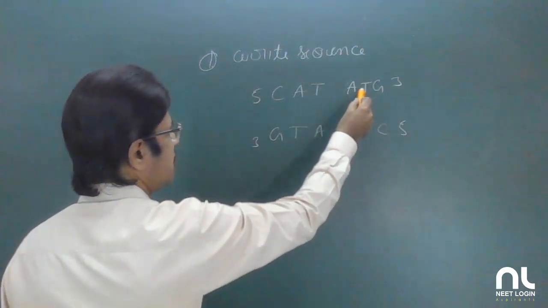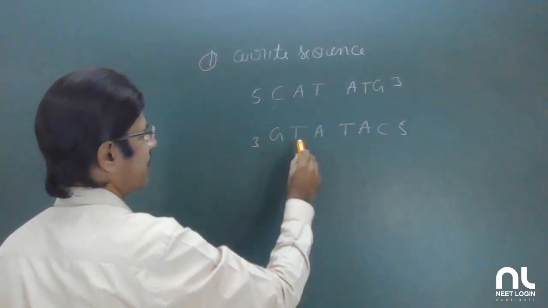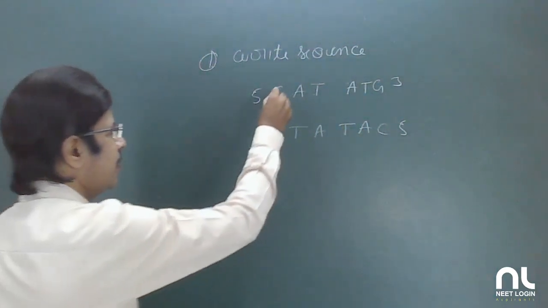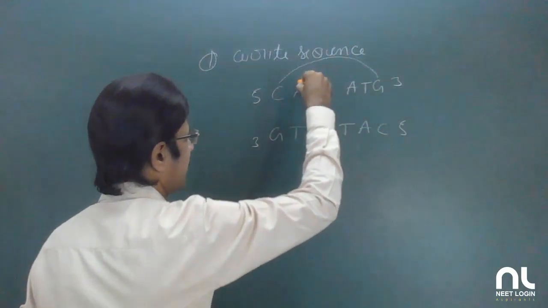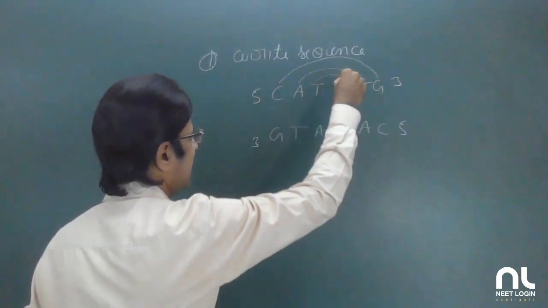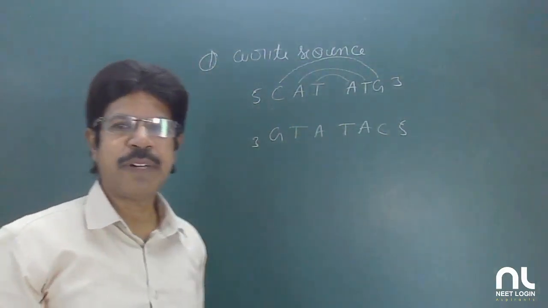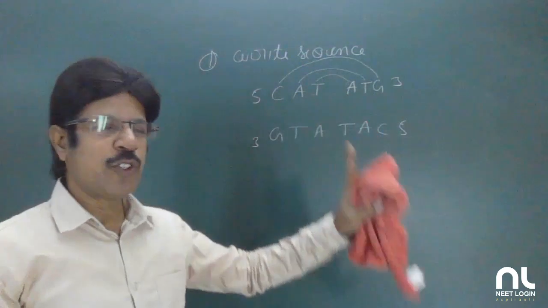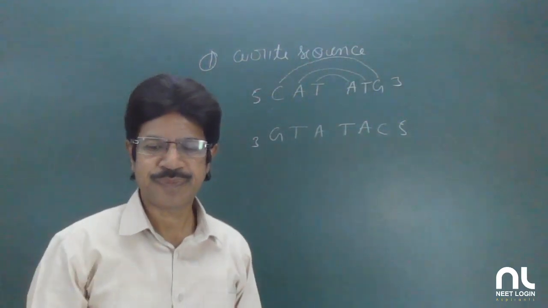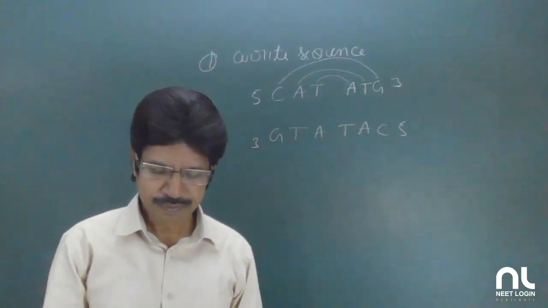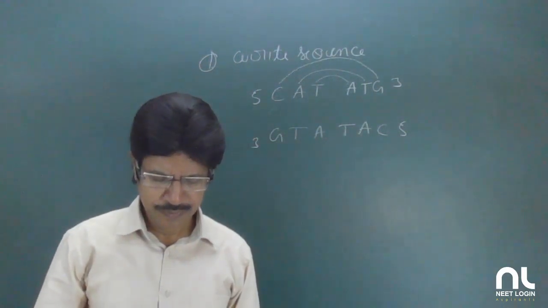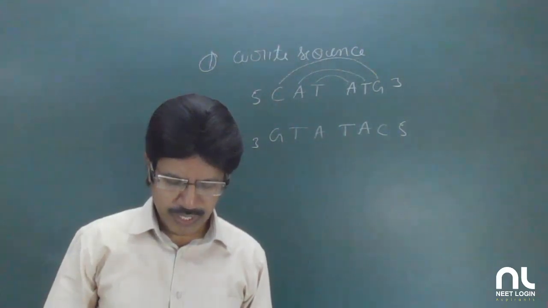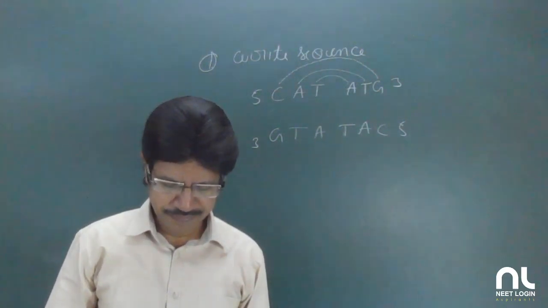From the 3 end, G, T, A, T, A, C, G, T, A, T, A, C. You can write like this. So C, G, A, T, T, A. In the same fragment, it should be like this. You can frame a palindromic sequence like this. Have you got it? Okay with regard to palindrome?